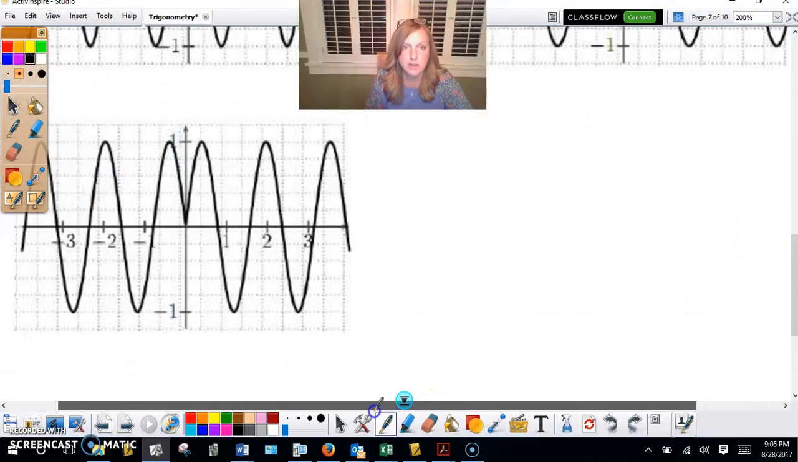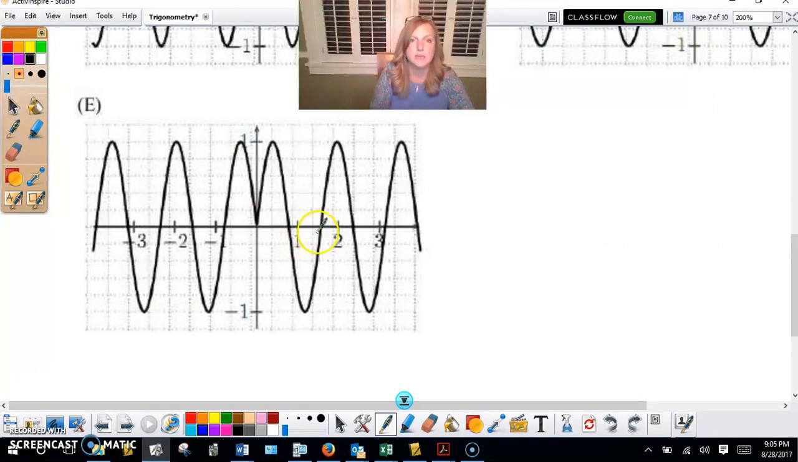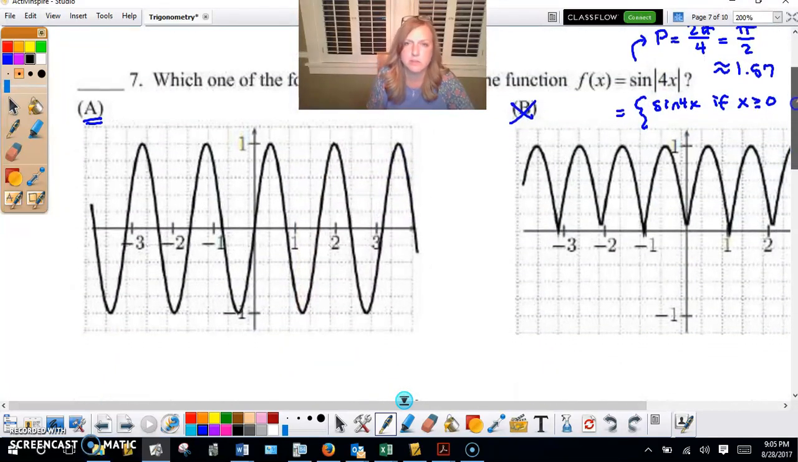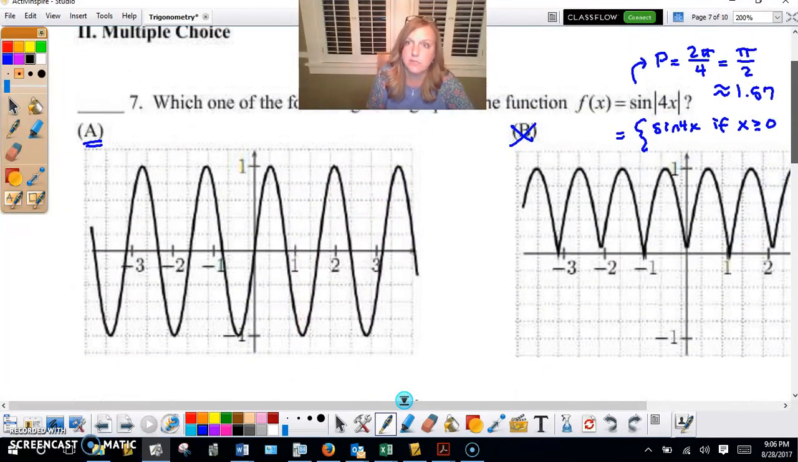And then we'll look down here at this bottom one here, E. We've got a period of about 1.57. It's got a sign pattern. So this one is still a possibility, okay? So we use what's happening for the positive x's first. And now we'll look at what's happening with the negative x's. So we can eliminate, because right now we're down to either A or E.